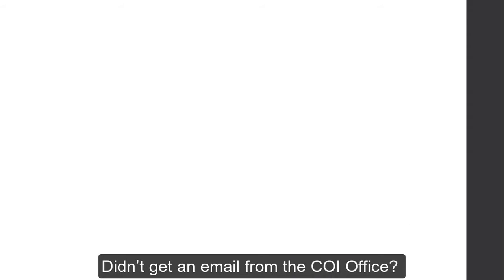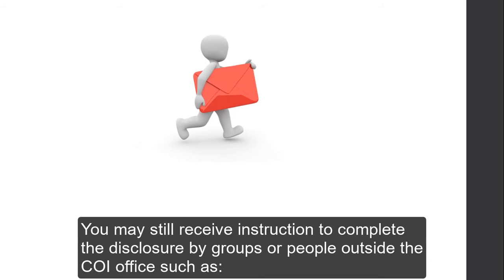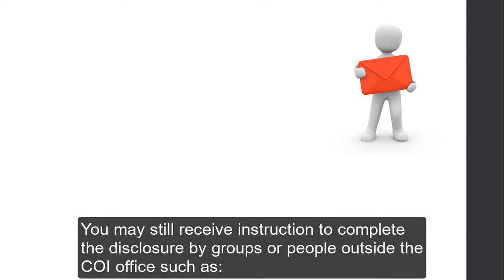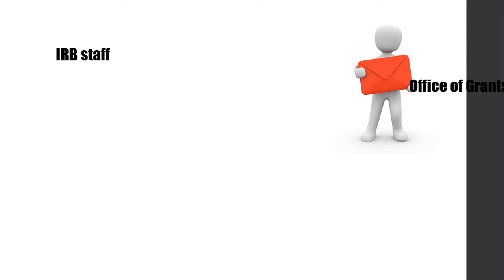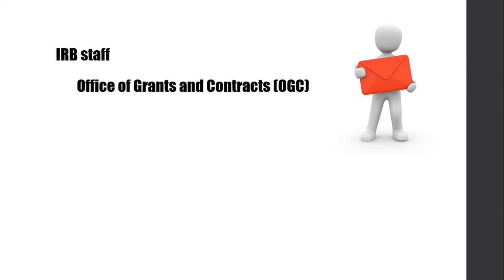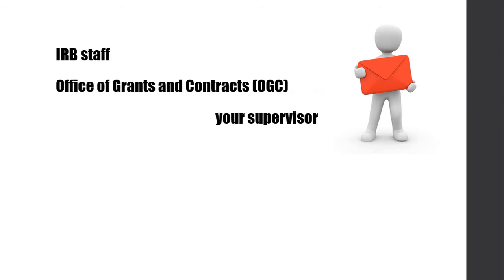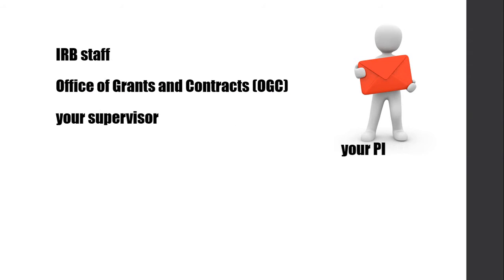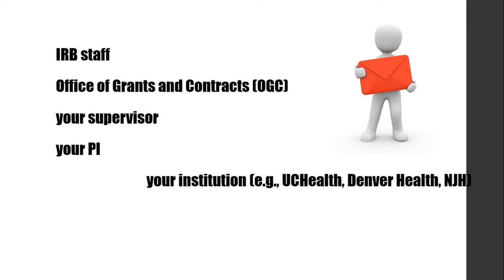Didn't get an email from the COI office? You may still receive instruction to complete the disclosure by groups or people outside the COI office, such as IRB staff, Office of Grants and Contracts, your supervisor, your PI, or your institution, such as UC Health or National Jewish.